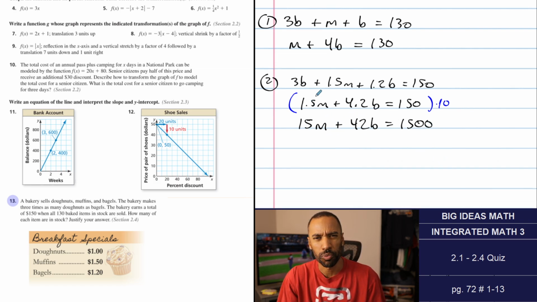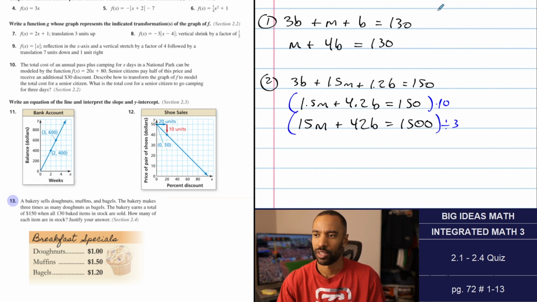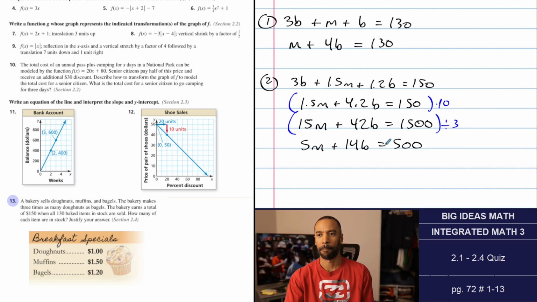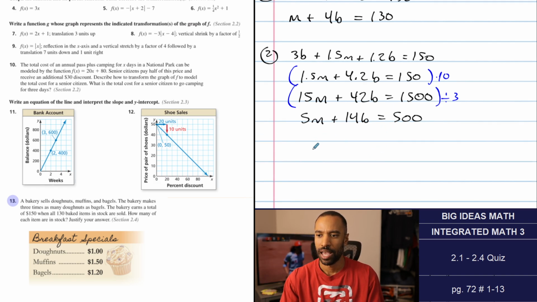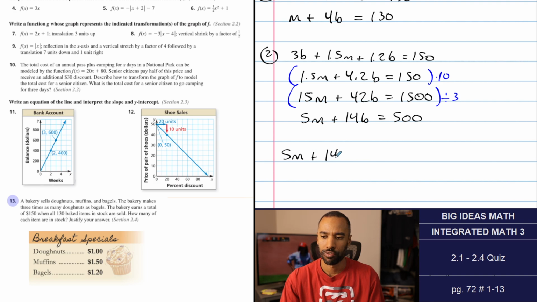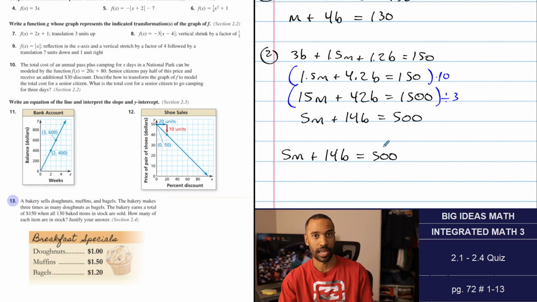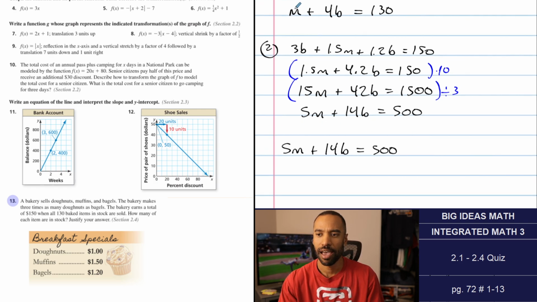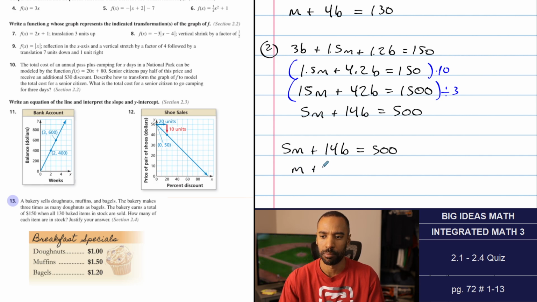These can divide by 3, right? Divide by 3. Let's just make them as small as I can. And this will become 5m plus 14b equals 500. I think that's the least that I can do with that. So I now have two different equations, right? I have 5m plus 14b equals 500, which, by the way, contextually means nothing to us now that we've done some multiplication, but it still satisfies our system. And I have this other one, which was m plus 4b equals 130.